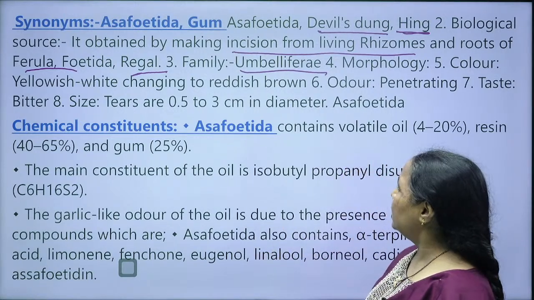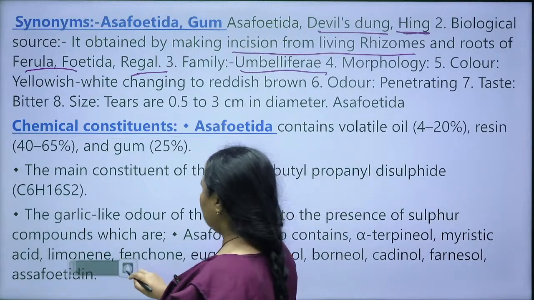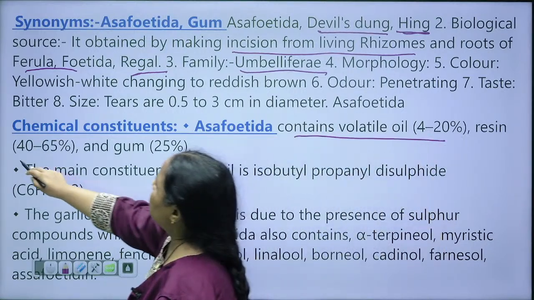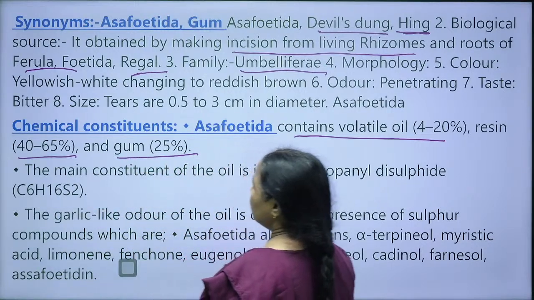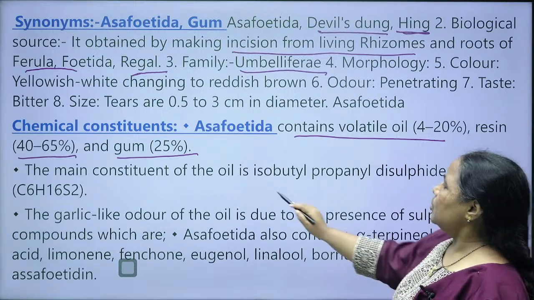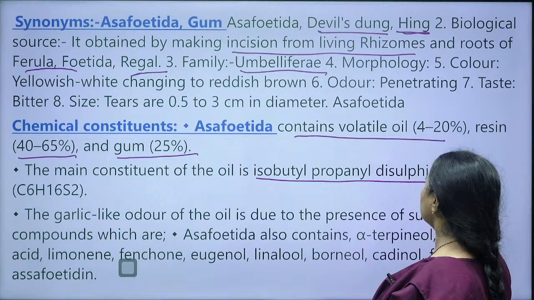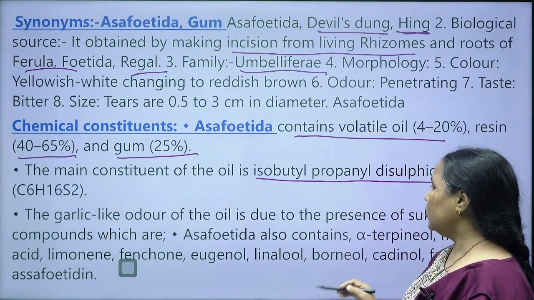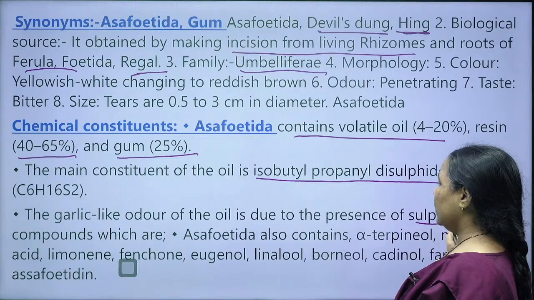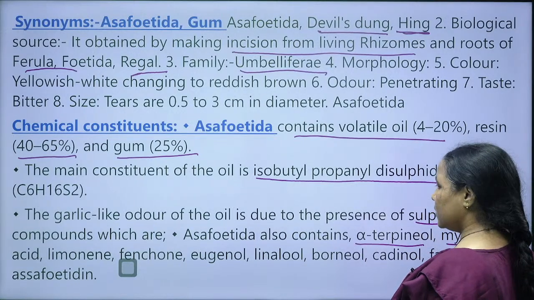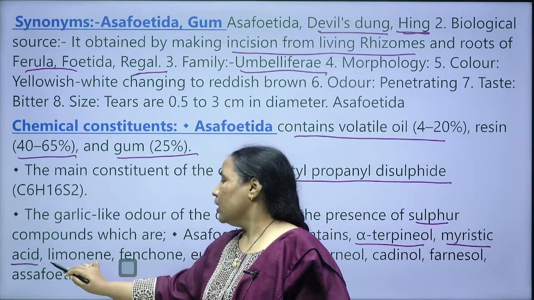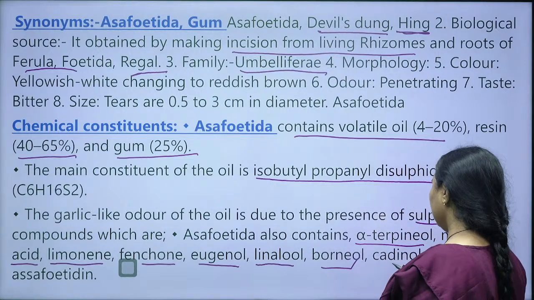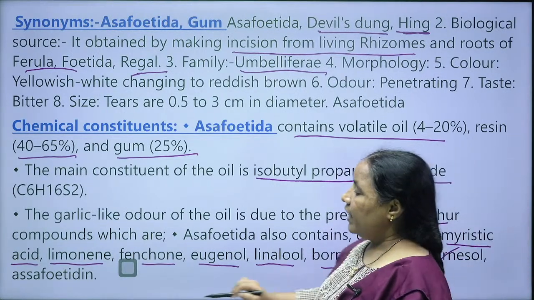0.5 to 3 mm in diameter. The chemical constituents are volatile oil, the major ingredient present, 4 to 20%, and around 40 to 65% resin and 25% gum. The main active constituent of the oil is isobutylpropyl disulfide. It has an odor like garlic, and the odor is due to the presence of sulfur. It contains alpha terpineol, myristic acid, limonene, fenchone, eugenol, linalool, borneol, cadinol, farnesol and asafoetidine.